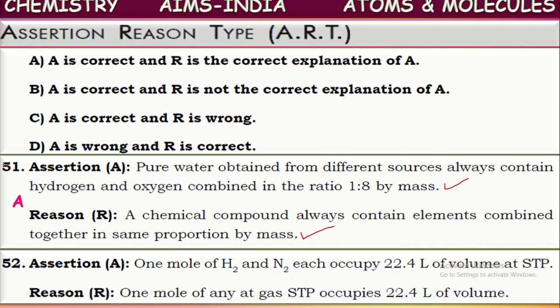1 mole of hydrogen and nitrogen each occupy 22.4 liters of volume at STP. Is it correct? Yes. 1 mole of any gas at STP occupies 22.4 liters of volume irrespective of their molecular formulae and molecular weights. Whatever the gas it is, 1 mole of any gas occupies 22.4 liters of volume at STP. So the assertion is correct. What reason have they given?